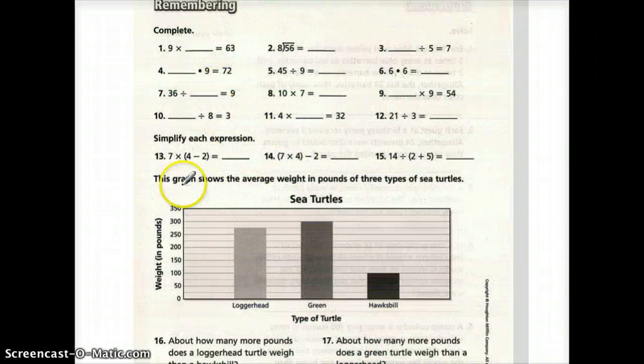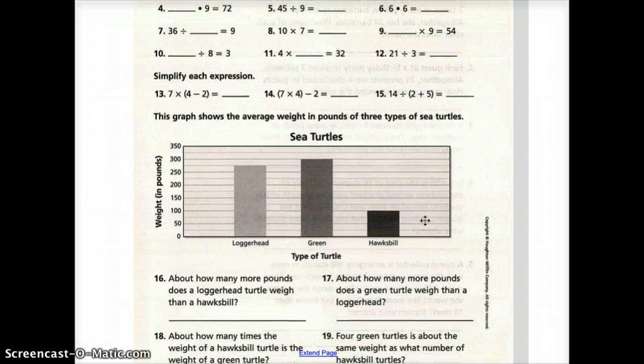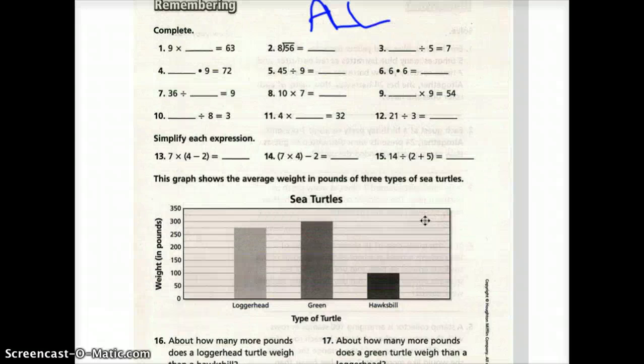All right, and the back side, we are doing all of this page as well. Okay. Be careful, you might want to use your pencil to mark what each of these equals. These are going up by 50, so the lines in between are 25. So the loggerhead would be 250 plus 25 would be 275. Okay. All right, go ahead and get started. As soon as you're finished, you're working on IXL.